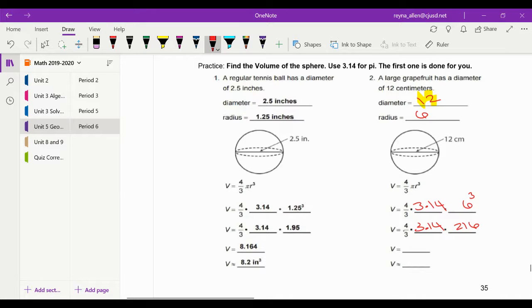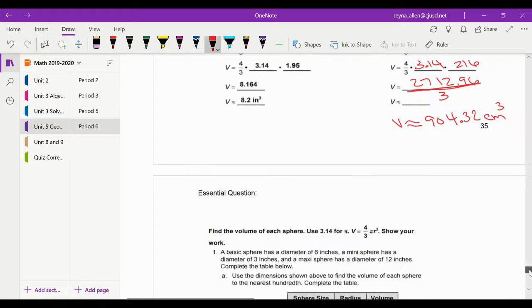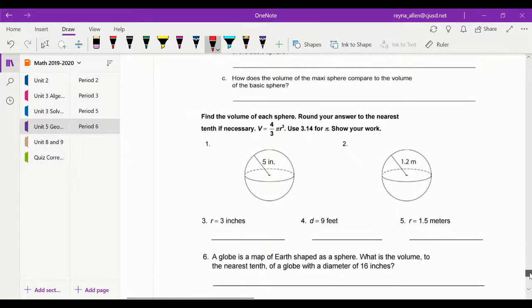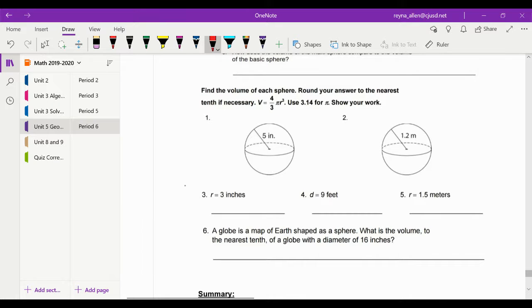I'll do the top ones. So 4 times pi times 216. Let's see. Big number. 2712.96 all divided by 3. And that would give me a volume of about 904.32 centimeters cubed. Okay, look at number 1.